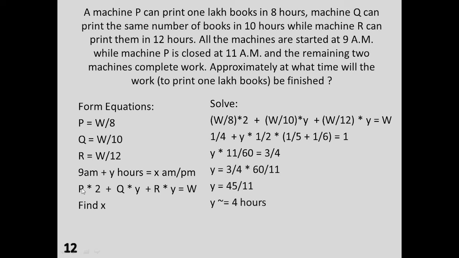So 45 by 11 is approximately 4. So X is 9 am plus 4 hours, which is 1 pm, which is the answer.